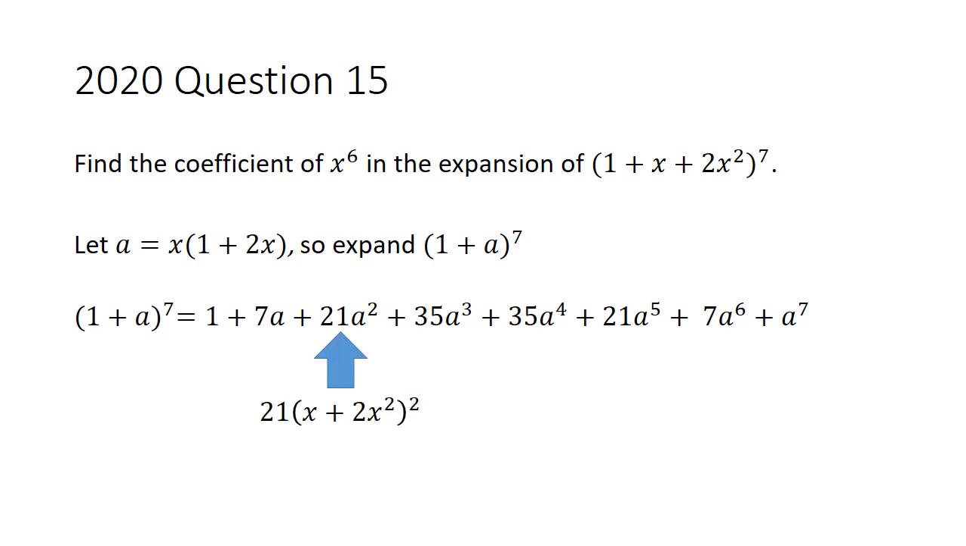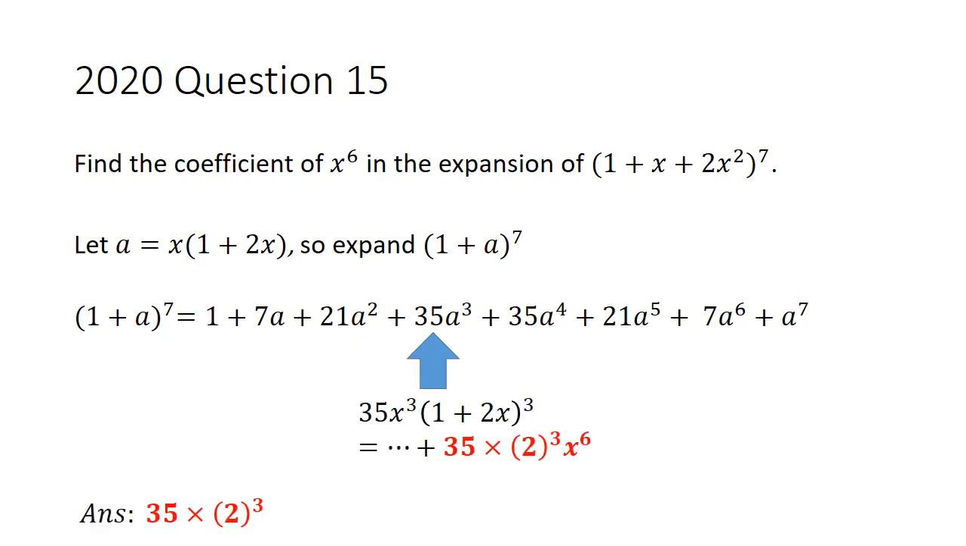21a squared, if I substitute back a equals x(1 + 2x), I will get 21x(1 + 2x) squared. But you'll see that if I expand this, the highest power is only x to the power of 4. So even 21a squared is of no use to me. It doesn't contribute any x to the power of 6.